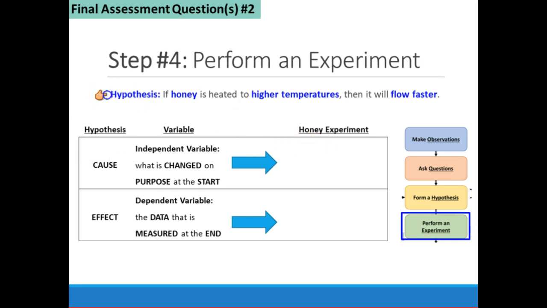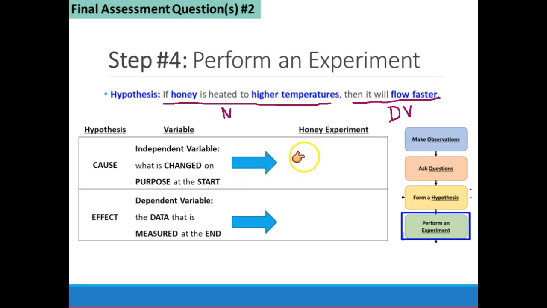So when we design our experiment, we need to figure out what the independent variable is, which is what we're changing at the start of it, and what the dependent variable is, which is what we are measuring at the end of this, right? So the beginning of our hypothesis right here tells us the independent variable, what we're changing at the beginning, and the end of the hypothesis tells us the dependent variable, which is what we're measuring at the end of the experiment.